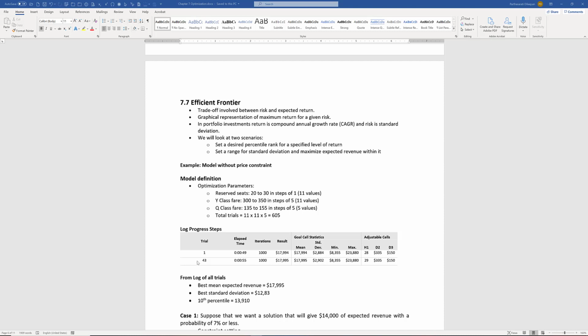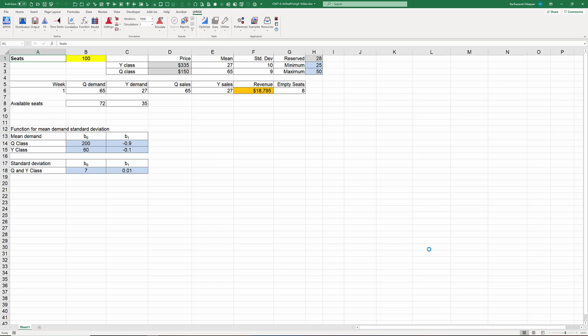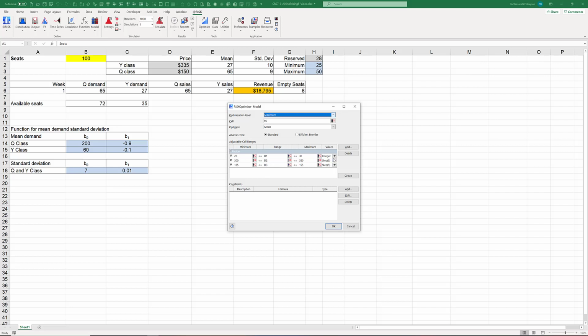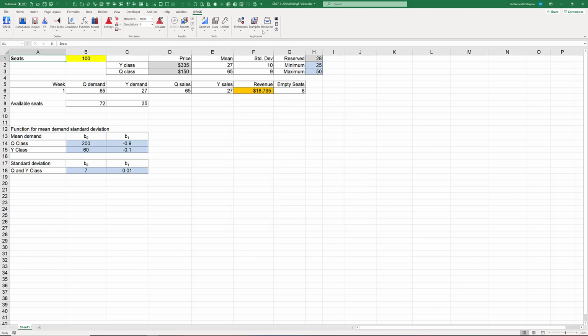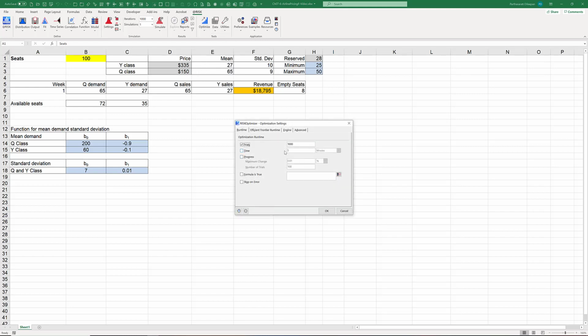That's the one that we did last, so let's go back to that and run this part one more time. So let's go to the shell file. Now we go to Optimize and look at the model settings. So here are the 3 inputs: 20 to 30 integer, that means steps of 1, 300 to 350 in steps of 5, 135 to 155 in steps of 5, and F6 is revenue, and we are maximizing the mean of that. And there are 600 some, and again let's look at the model settings. So we have 1000 trials, which means we will try all of them.